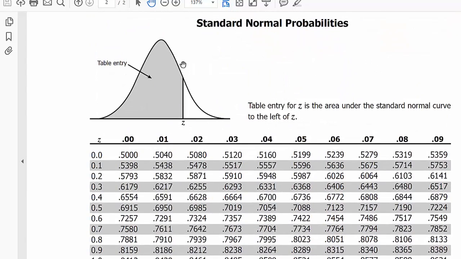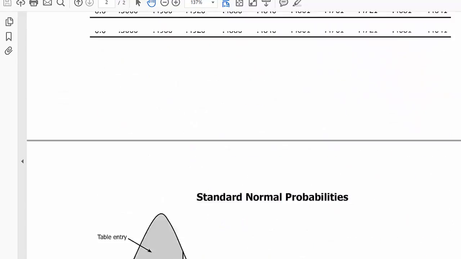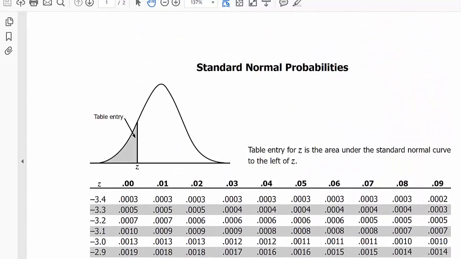Okay, and this table shows that when you read the z-score, it will indicate the left side value. So it's on the left side as well. Okay, so in the next video we will talk about how to read the z-score in more detail.